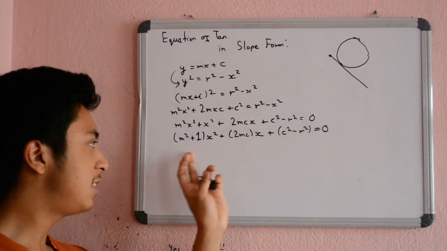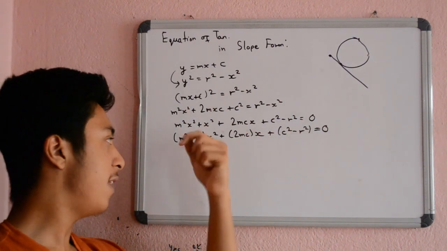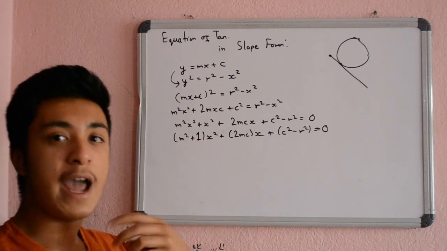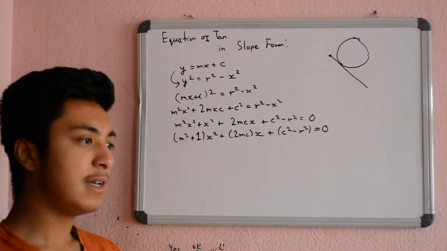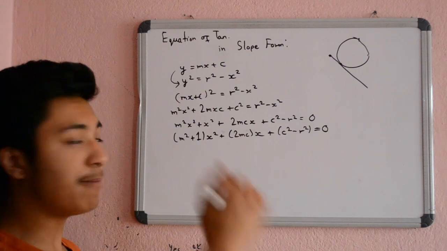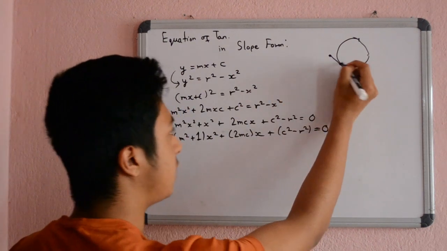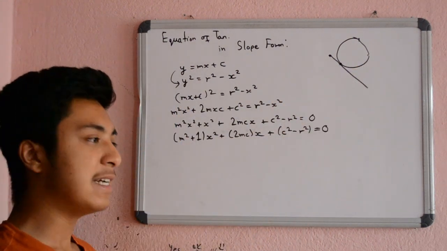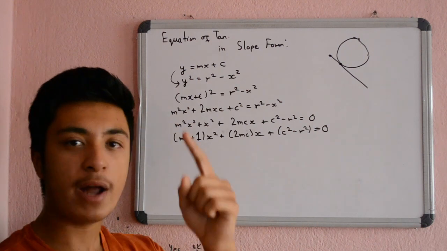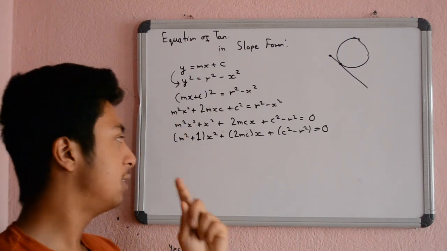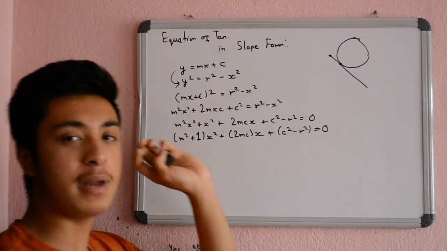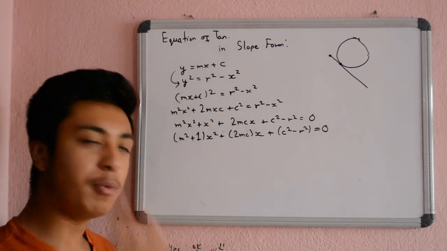So as you can see, this is in the quadratic form in terms of x. And right here you don't have to solve for the two values of x, because it is a tangent. That means there is only one point of contact, which means there is only one value of x. So you don't have to use the quadratic formula at all, but you have to use the property.